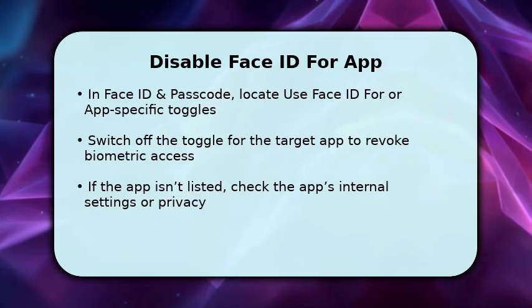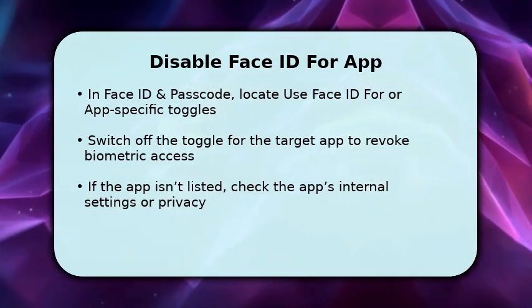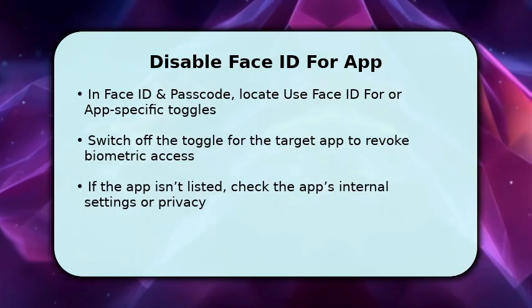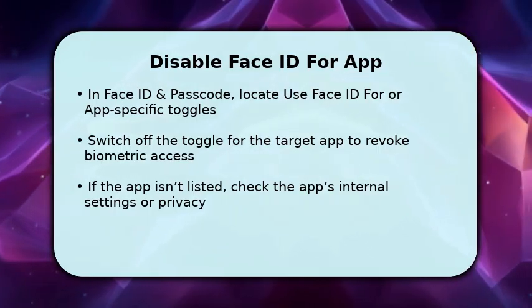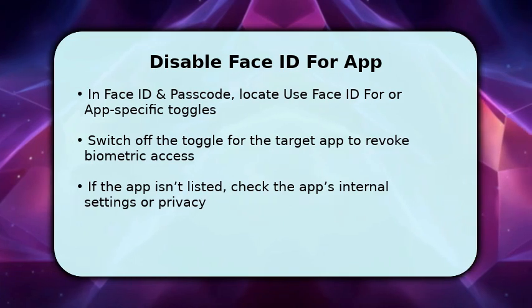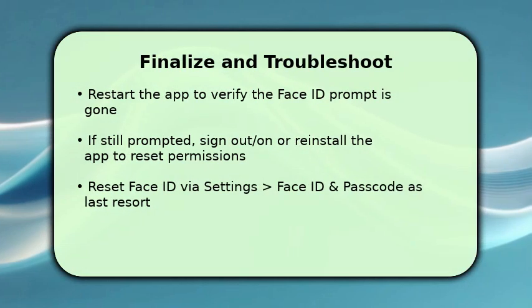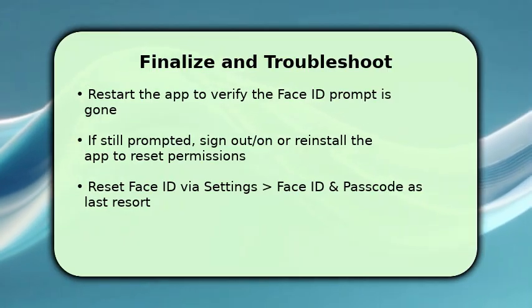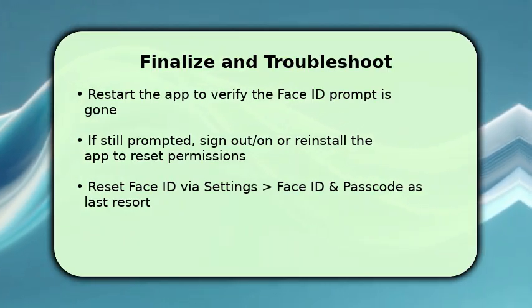If the app isn't shown, open that app's settings or Settings Privacy to find its biometric permission. Some apps manage Face ID internally, so you'll disable it inside the app and confirm the change. To finish, close and reopen the app to verify it no longer prompts for Face ID. You should see the passcode or alternative sign-in.